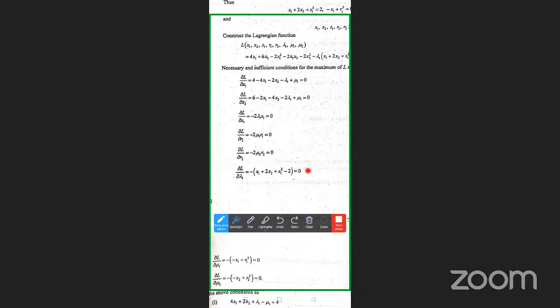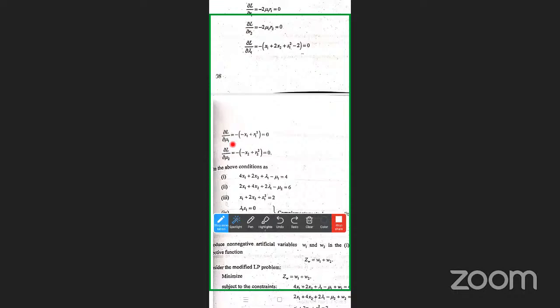So next, differentiation with respect to mu1, remaining all are zeros. So here only mu1 differentiation 1. So minus of minus x1 plus r1 square is equal to 0. Then differentiation with respect to mu2, here mu2 is 1, remaining as this. So minus of minus x1 plus r1 is equal to 0, minus of minus x2 plus r2 is equal to 0.